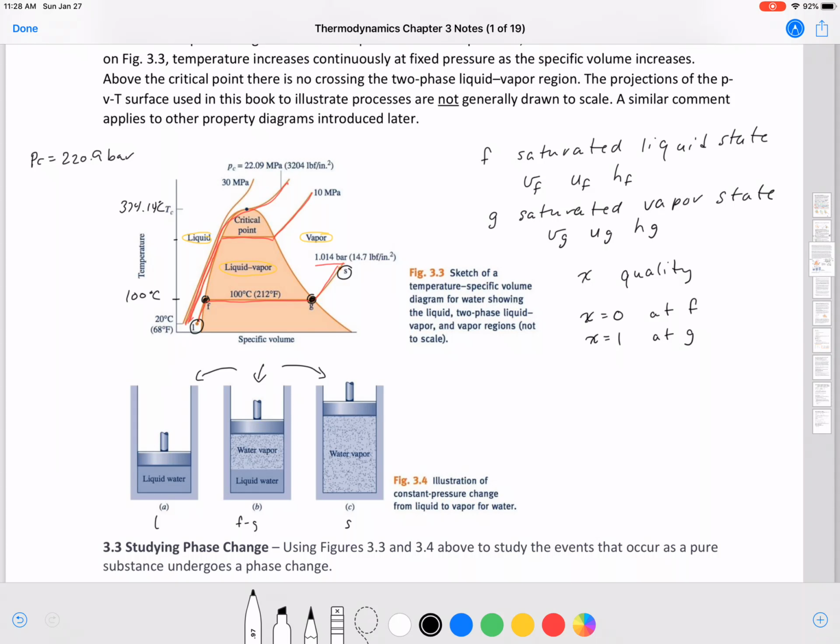But you can see that the further up in the dome I am, the smaller this distance is, F to G. But on the tables there are values for the saturated liquid and the saturated vapor state at a certain temperature and a certain pressure.